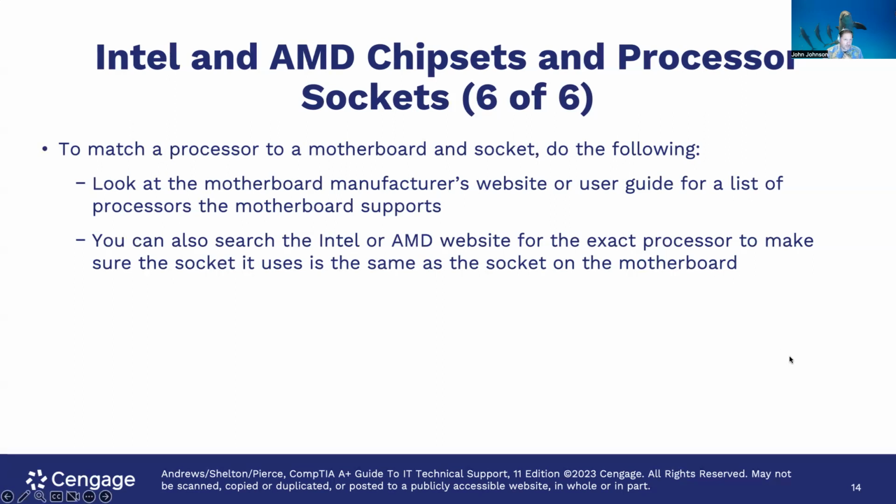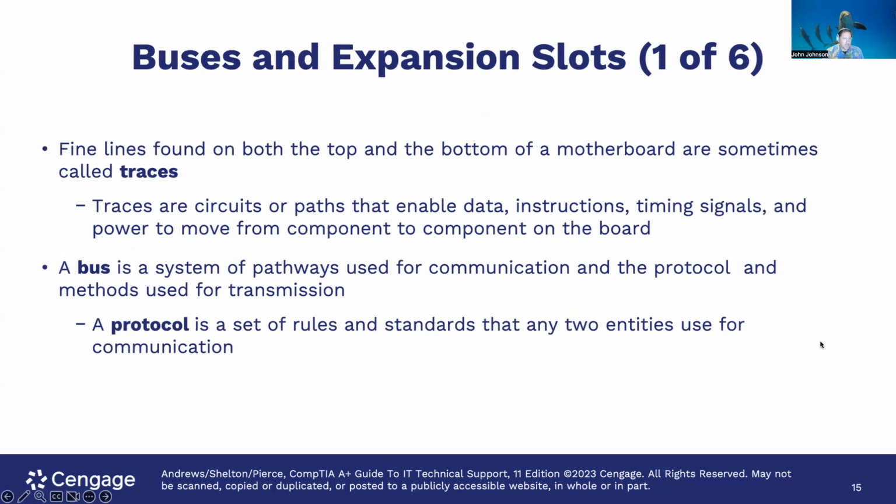So buses and expansion slots. Fine lines found on the top and bottom of the motherboard are sometimes called traces. These traces are the circuits that enable the data instructions, timing signals, and power to move from component to component on the board. And a bus is a system of pathways used for communications and the protocols and methods used for that transmission. And a protocol is simply a set of rules and standards that any two entities use for communication back and forth.